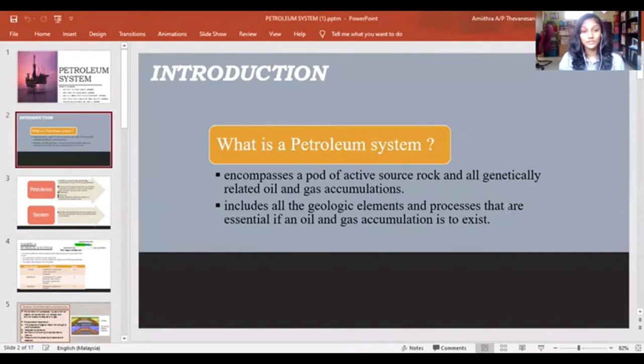So, what's a petroleum system? A petroleum system encompasses a pod of active source rock and all genetically related oil and gas accumulation. Basically, a petroleum system includes all your geological elements and also geological processes, which is essential for an oil and gas accumulation to exist.